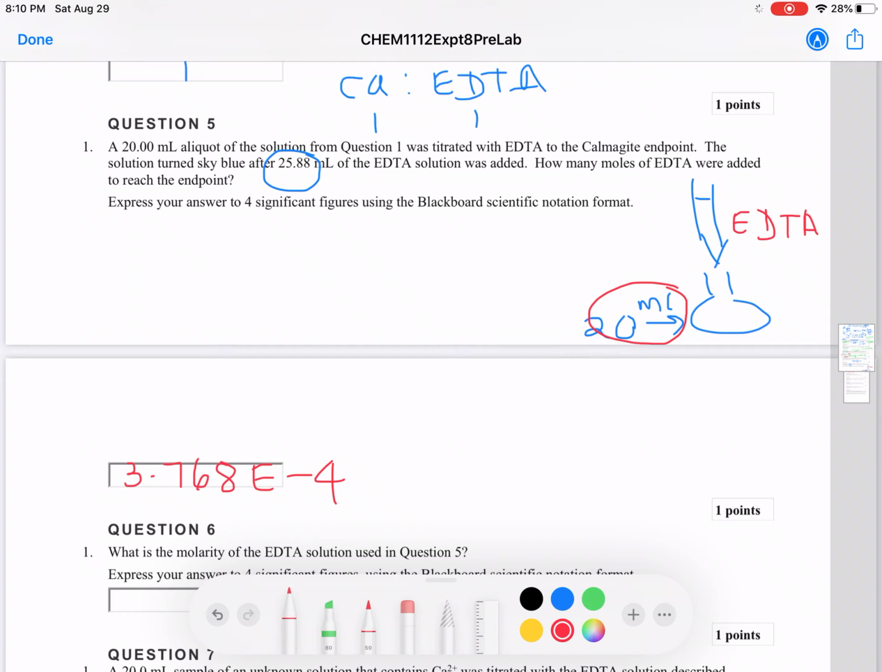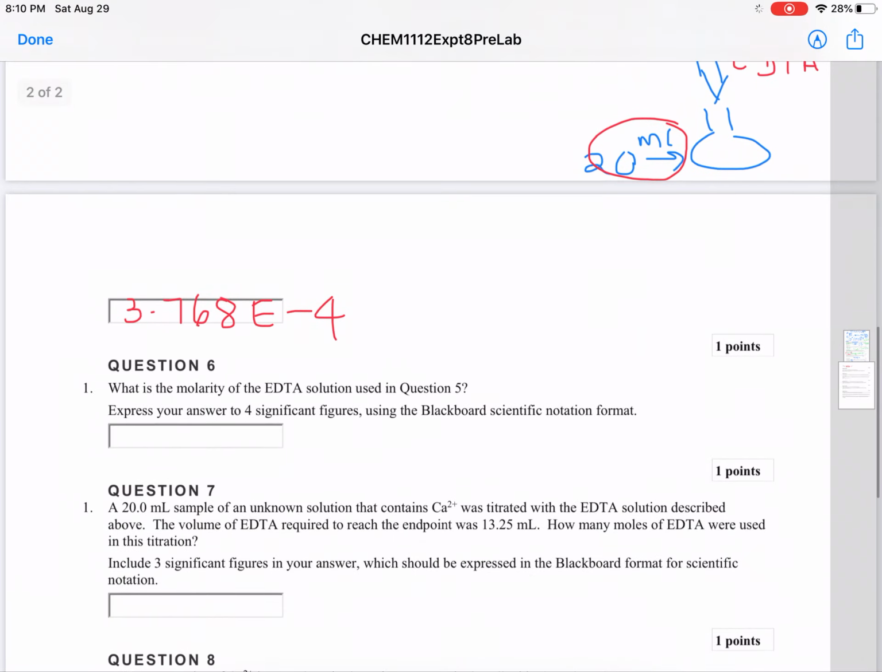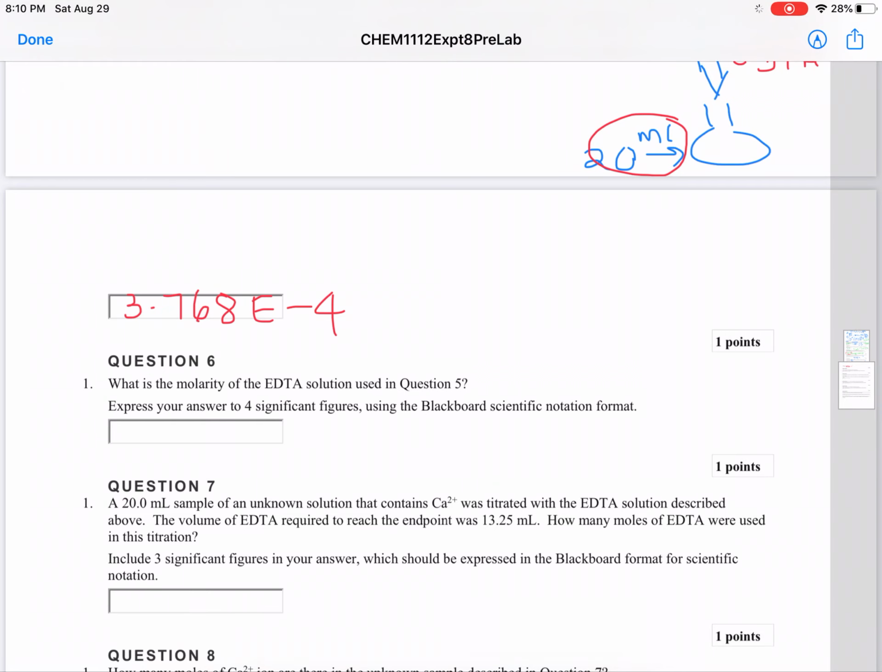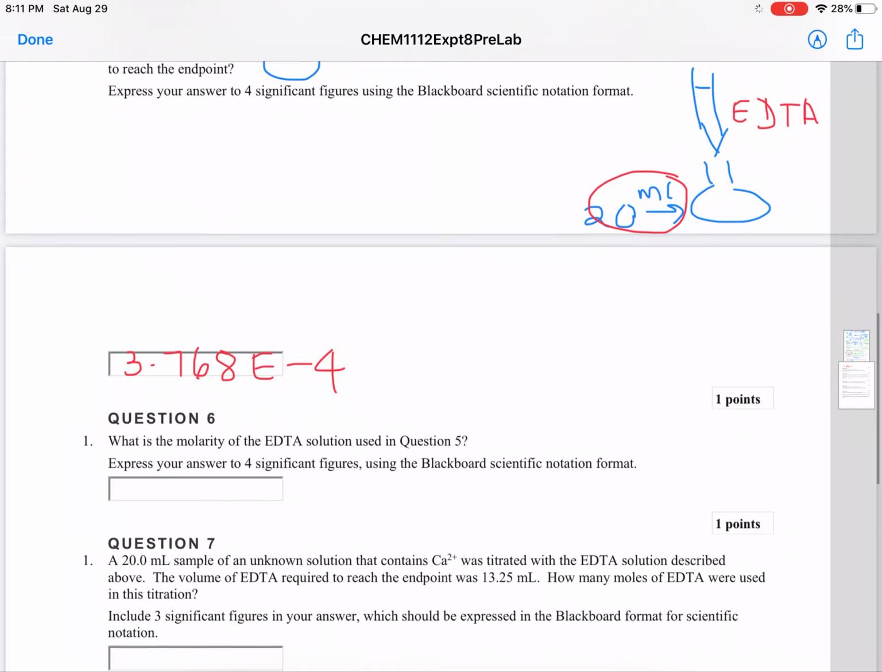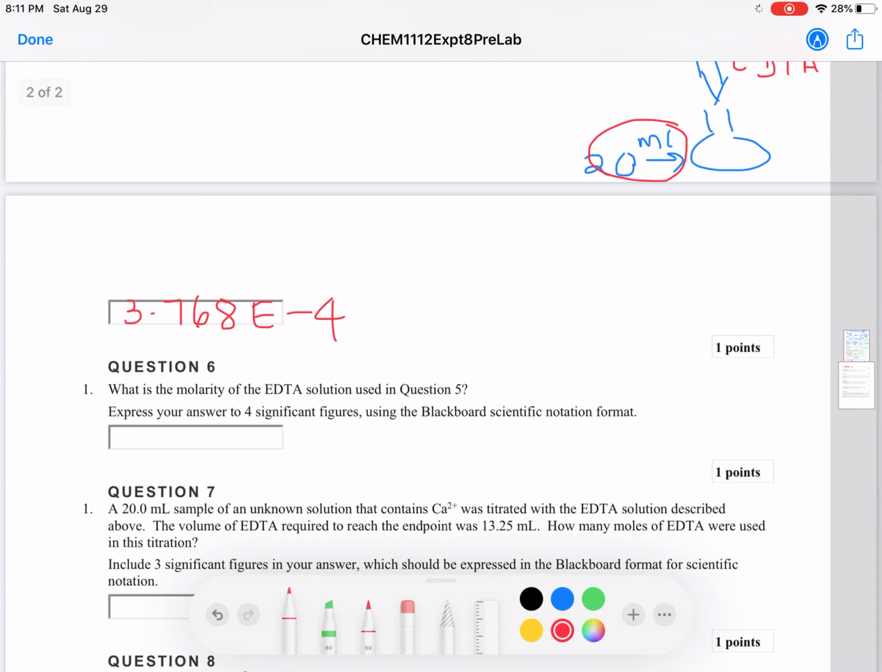And the next one. Now we know the number of moles of EDTA. We matched the molar ratio and found the number of moles. Now it is asking what is the molarity of the EDTA in question 5. So if you know the number of moles, this is going to be your number of moles EDTA.